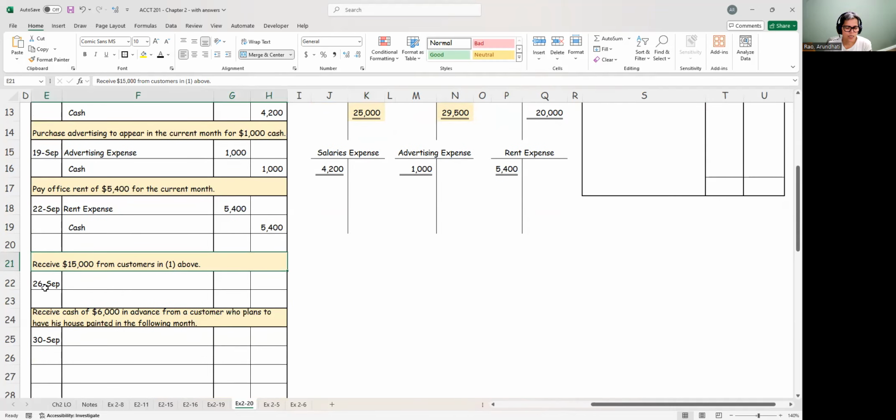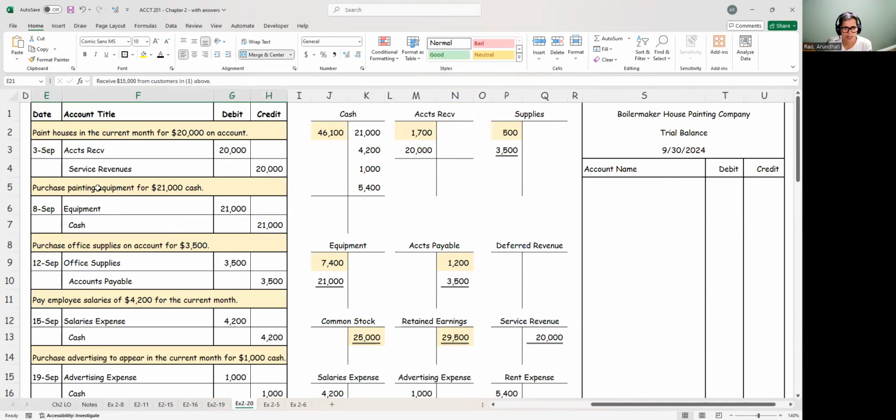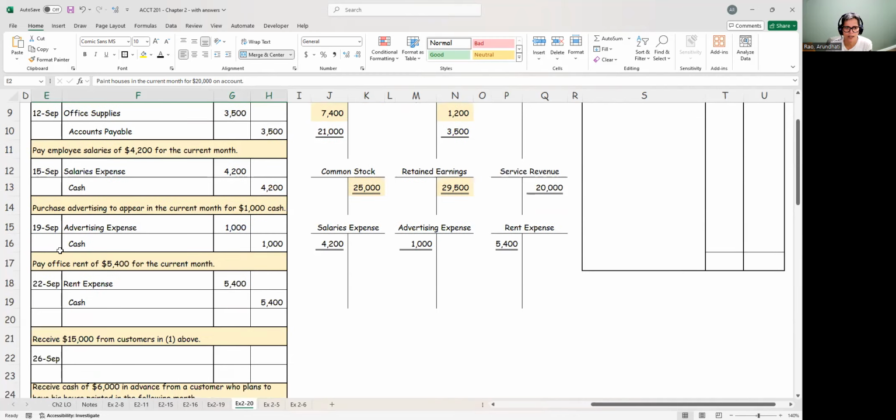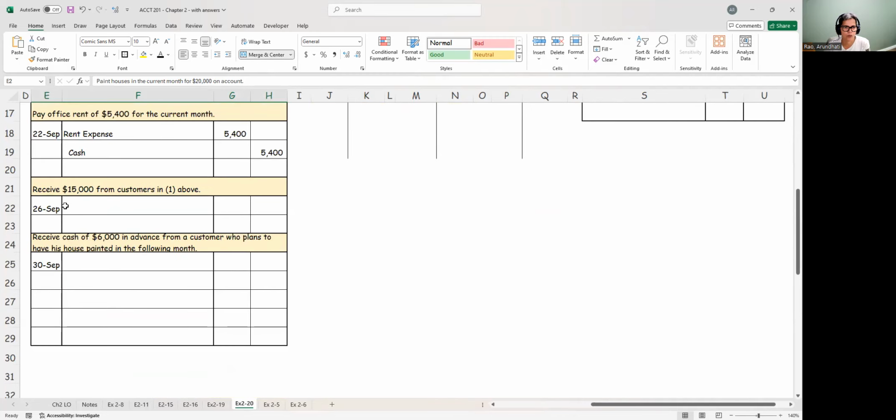Then they tell me I received $15,000 from the customers in transaction number 1. Just going back to see what that transaction was. I had performed services, I had done the painting, and they had not paid me the money. Now they're paying me that money. Not all of it. They owed me 20,000, but they're paying me 15,000.